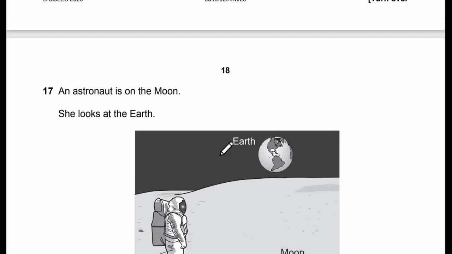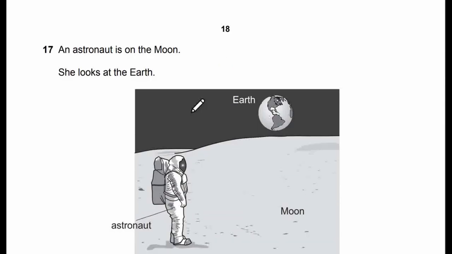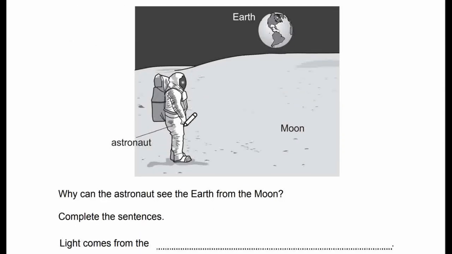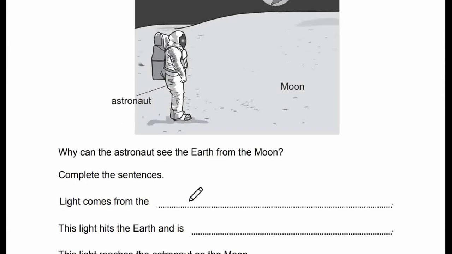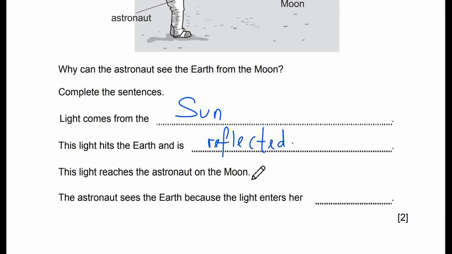Let's go to number 17. An astronaut is on the moon. She looks at the earth. Why can the astronaut see the earth from the moon? Complete the sentence. Light comes from the sun. Light hits the earth and is reflected. The light reaches the astronaut on the moon because the astronaut can see earth because the light enters her eyes.